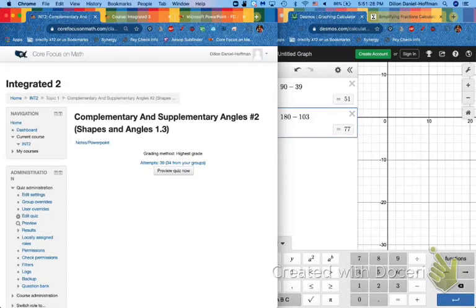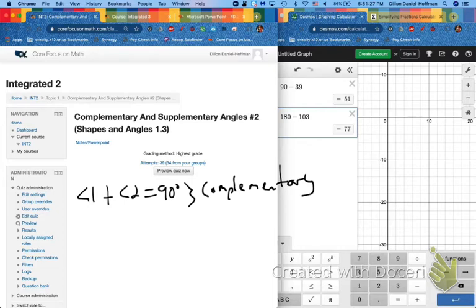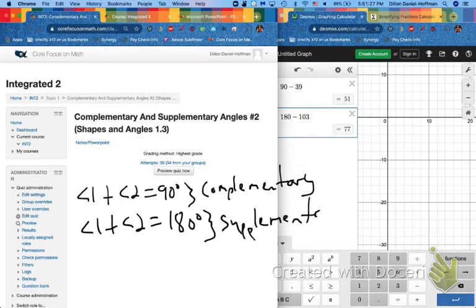Complementary and Supplementary Angles, number 2. When we last left our heroes, we learned or relearned that if I have two angles that add to 90 degrees, they are known as complementary because a complement is the right thing to do. And thus, complementary angles add up to a right angle. Whereas if they add to exactly 180 degrees, we learned that they are supplementary angles.